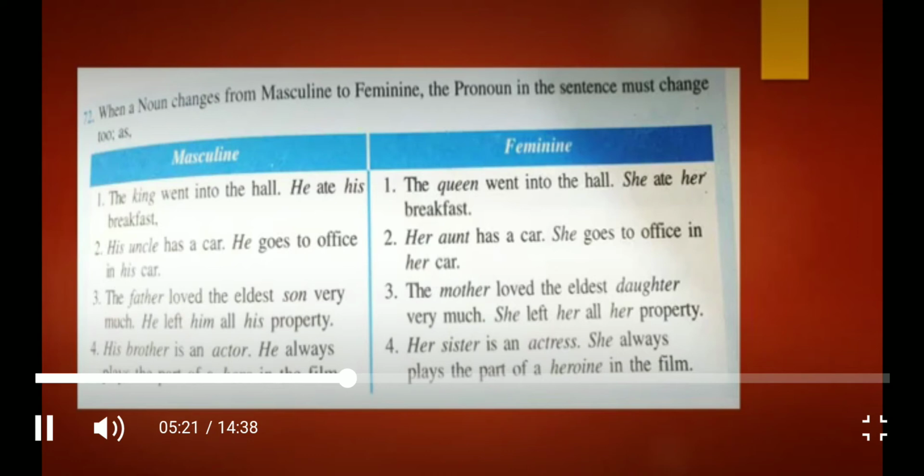Next. The father loved the eldest son very much. He left him all his property. The mother loved the eldest daughter very much. She left her all her property. His brother is an actor. He always plays the part of a hero in the film. Her sister is an actress. She always plays the part of a heroine in the film. Hope you understood. It's clear.